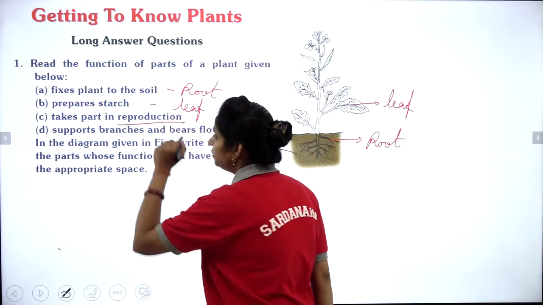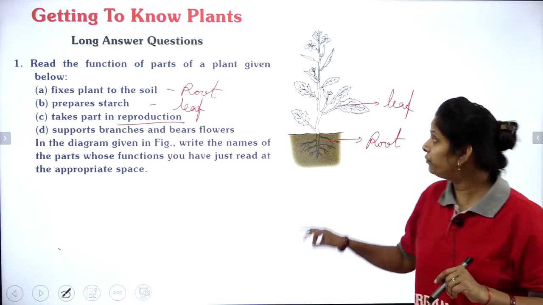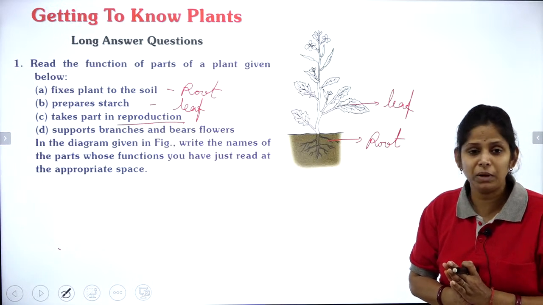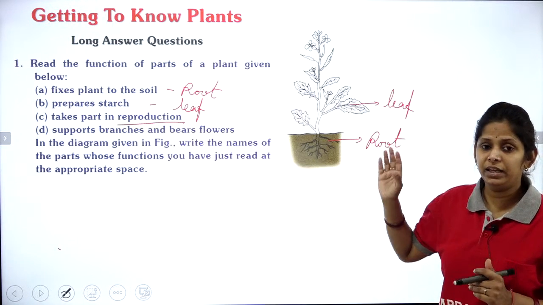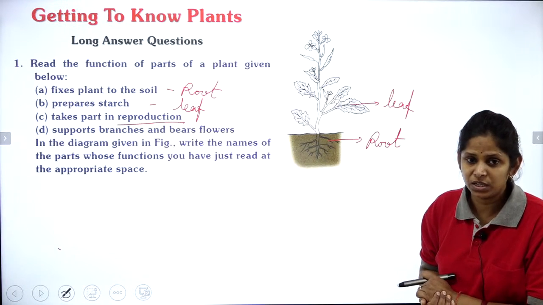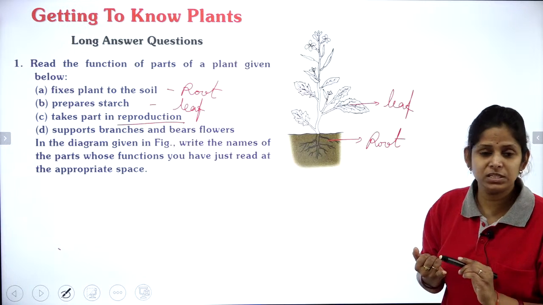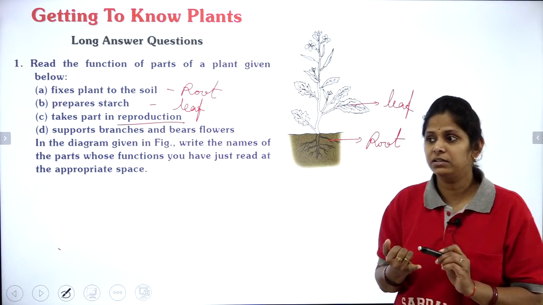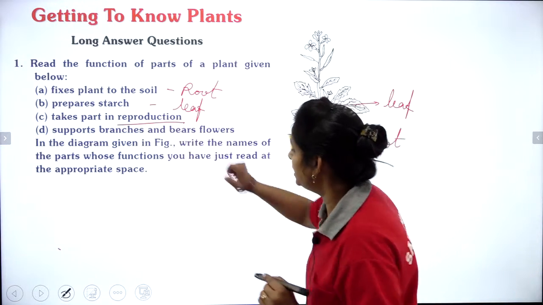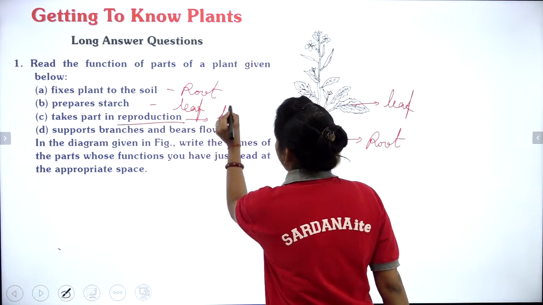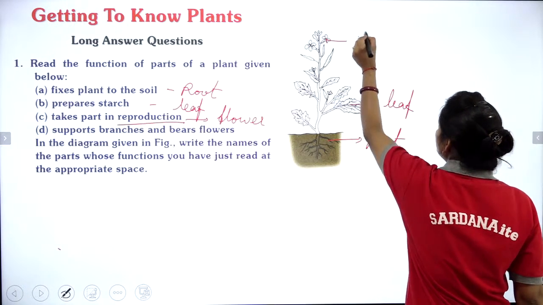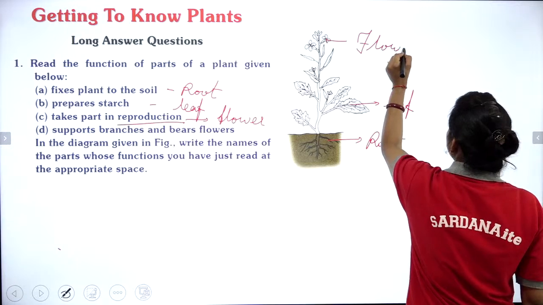Then after, takes part in reproduction. Now it is asking about reproduction. Already I have told you, flowers are the reproductive part of the plant. Why? Because they contain male and female reproductive systems. Pistil is the female reproductive system, and stamen is the male reproductive system. So for this, what do you have to write down here? Flower. Right answer for this, flower. So we will label here also, it is flower.